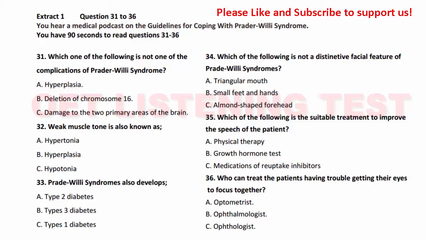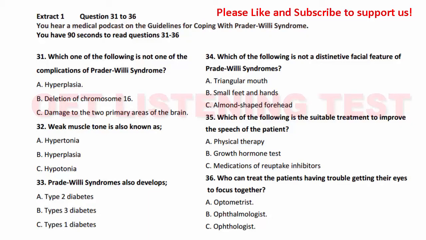So is there any chance of curing Prader-Willi syndrome, doctor? Yeah, but it's a lengthy process. Parents can enroll infants with Prader-Willi syndrome in early intervention programs. However, even if the diagnosis is delayed, treatments are available at any age.